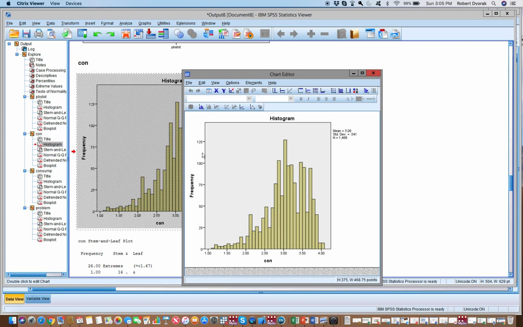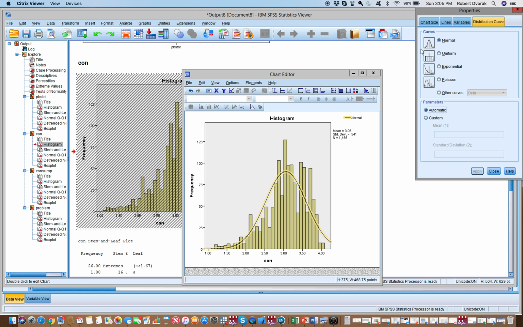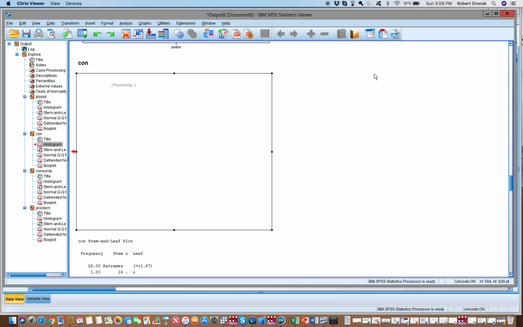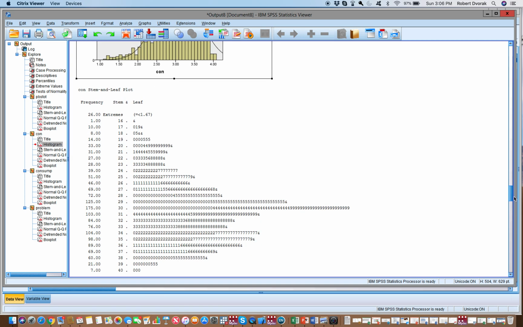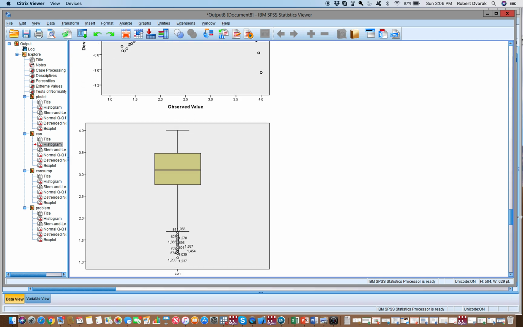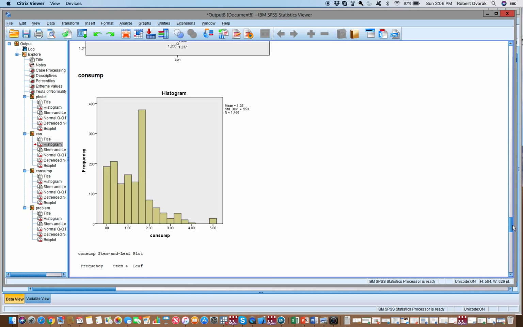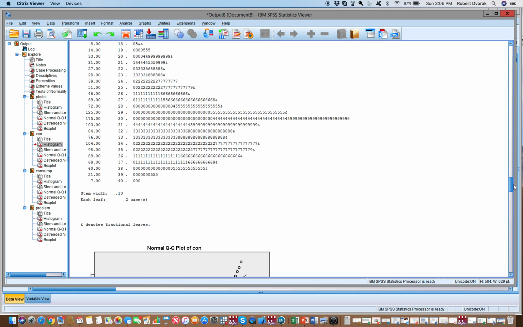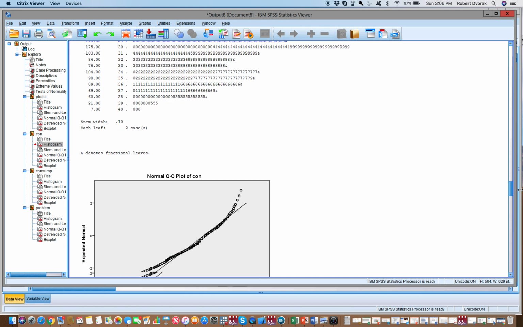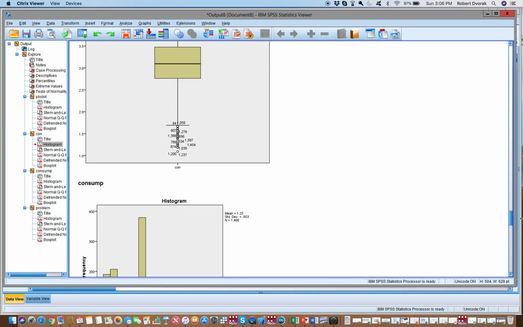If you want, you can double click on that and you can fit a normal distribution to it. You can also try other curves if you want, but it actually looks like a normal distribution fits that pretty nicely. Continue scrolling down here. There's our QQ plot. Again, looks good. We are starting to get some outliers associated with this variable, though. And that's conscientiousness.